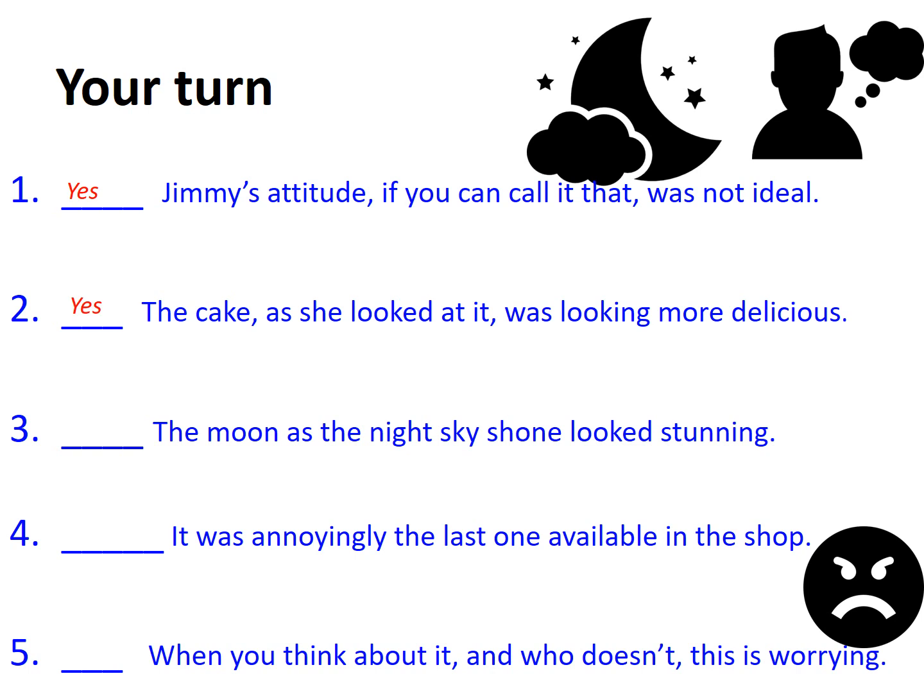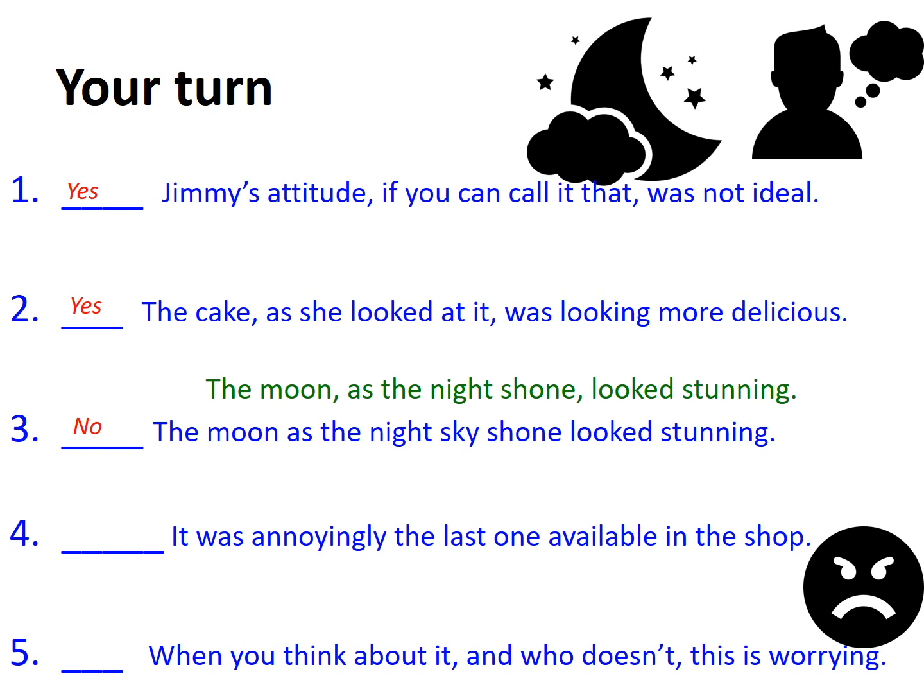The moon, as the night sky shone, looked stunning. Now I've added emphasis, but there are no commas present. Therefore, this sentence is technically incorrect, even though it does contain an interrupter. It should read like this. The moon, as the night sky shone, looked stunning. So the original sentence was not correct, as we have just corrected it.